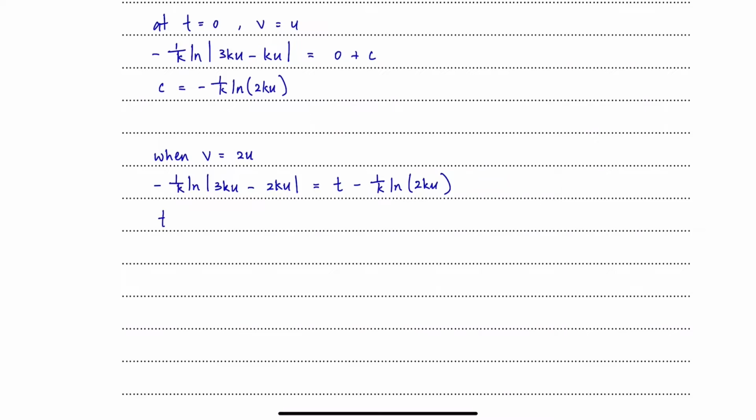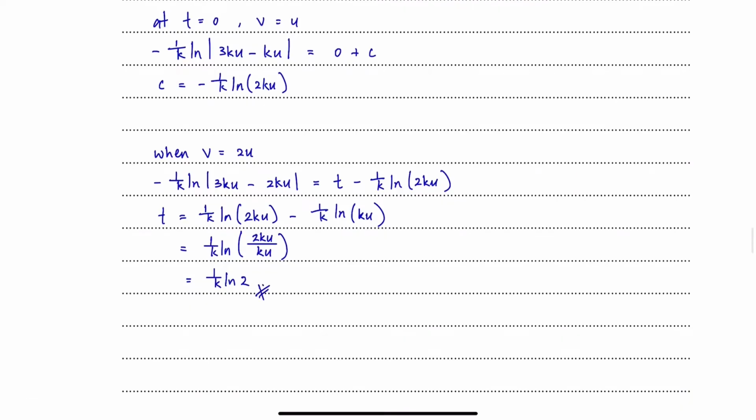So t is equal to 1 over k ln 2ku minus 1 over k ln ku. So now we have 1 over k ln 2ku over ku. Alright, so this would be equal to 1 over k ln 2. Done.